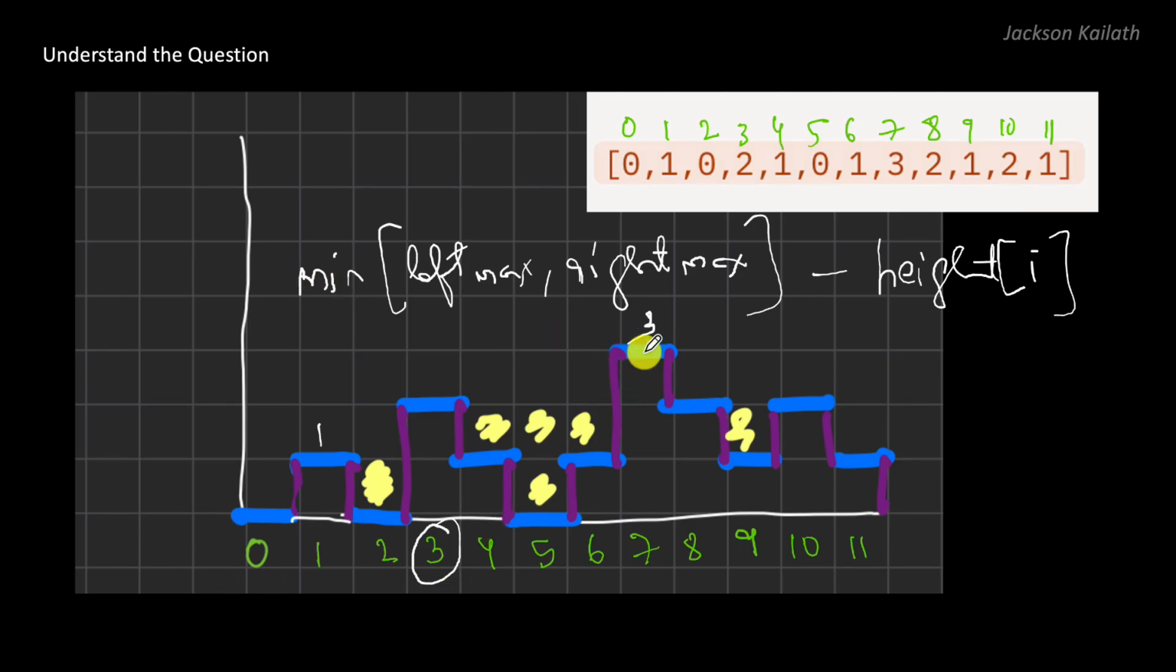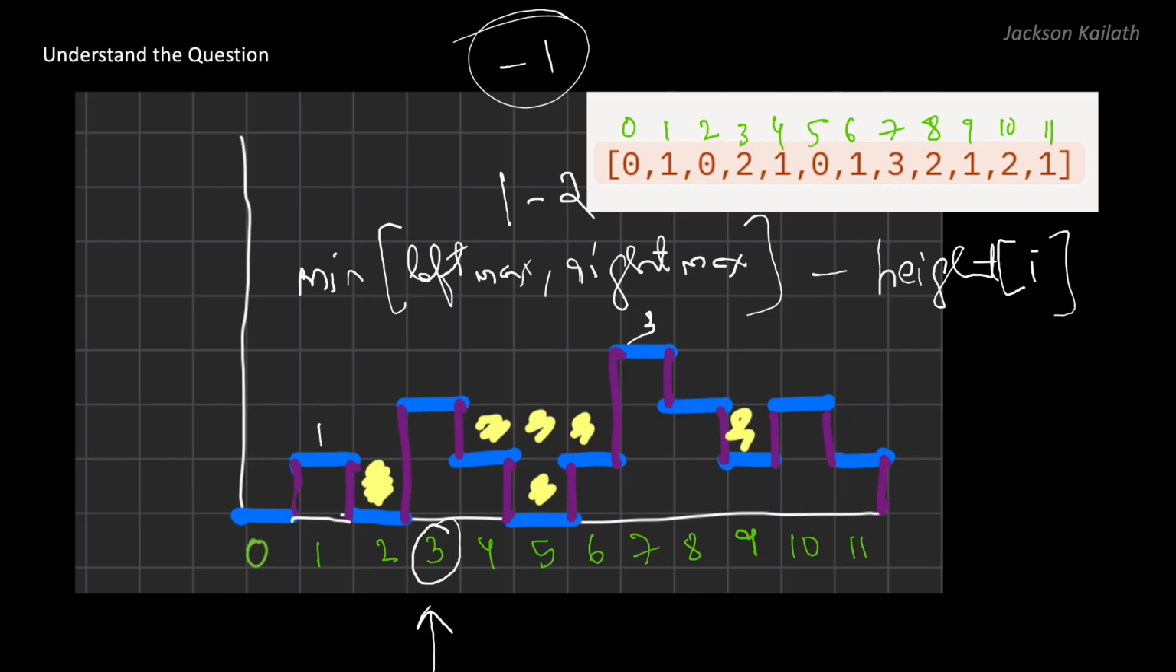Now the minimum between 1 and 3 would be 1. So we get 1 over here, and the height at index 3 is equal to 2. So we would be subtracting 2 from 1, and this gives us minus 1. Okay. Now minus 1 units of water does not make sense. So you can handle it in 2 ways. One way would be, if you're getting a negative value, you can just take it as 0.